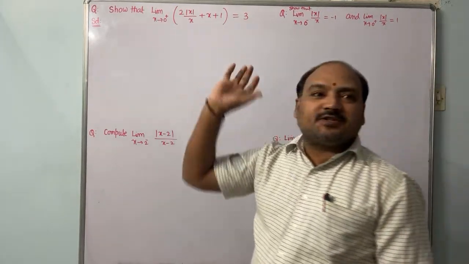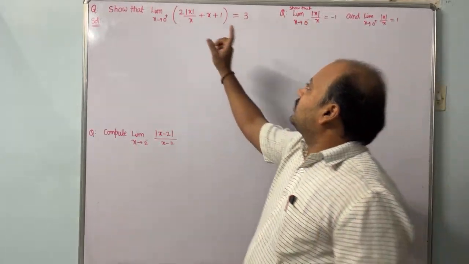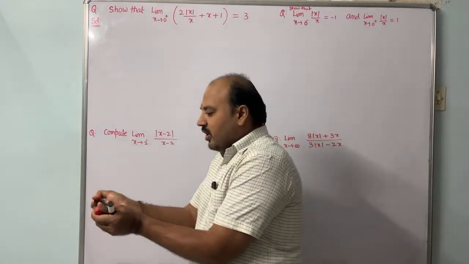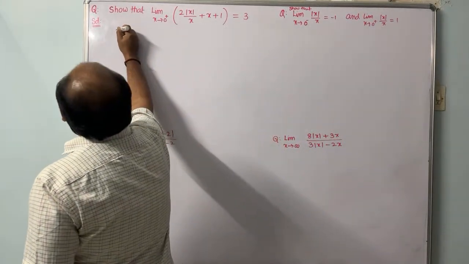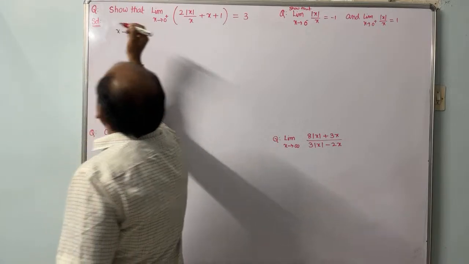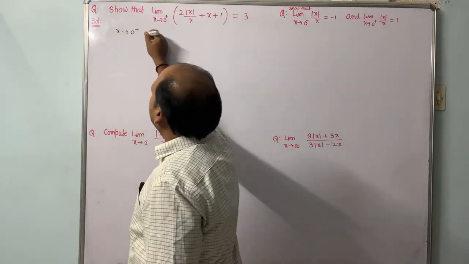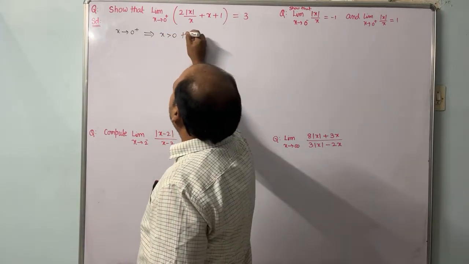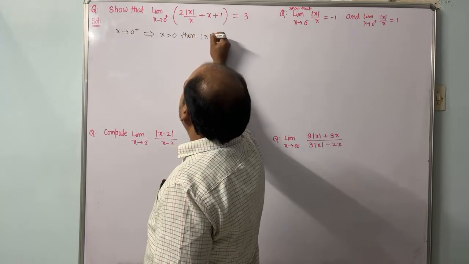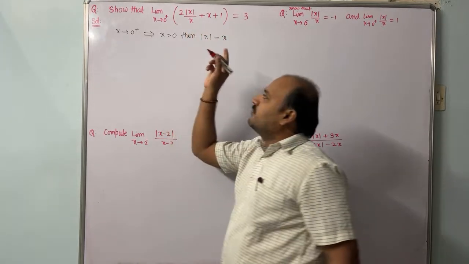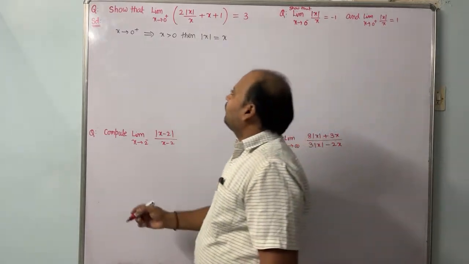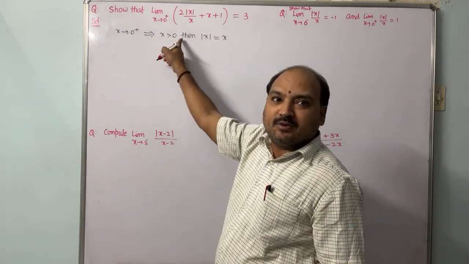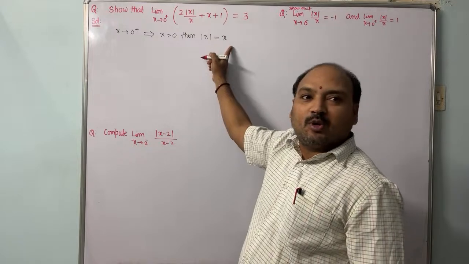Show that limit x tends to 0 plus of 2 into mod x by x plus 1 equals 3. So here we have to know the meaning of x tends to 0 plus. X tends to 0 plus implies x is greater than 0. When x is greater than 0, then mod x becomes plus x. Keep in mind, dear students, this is a very important step. X tends to 0 plus means x is greater than 0, and mod x equals x.